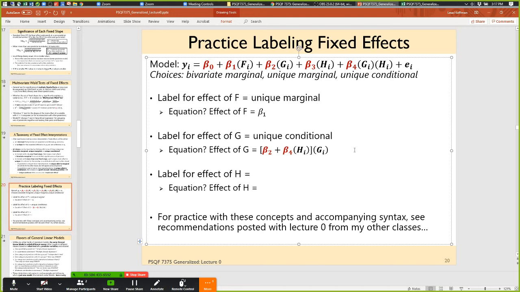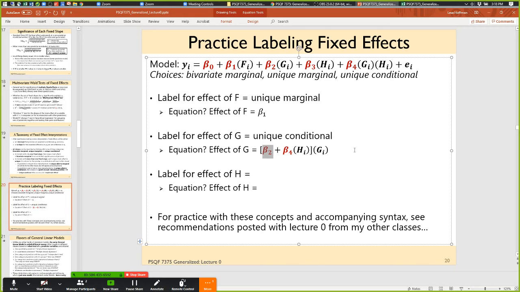That means that beta 2 is only the slope for G when what is true? What is this? When this goes to 0. So putting that together, you can't just say, oh, beta 2 is the effect of G. That's wrong. A lot of people would be tempted to say it, but they would be wrong. That is the effect of G specifically for people with an H of 0. Did I screw something up?